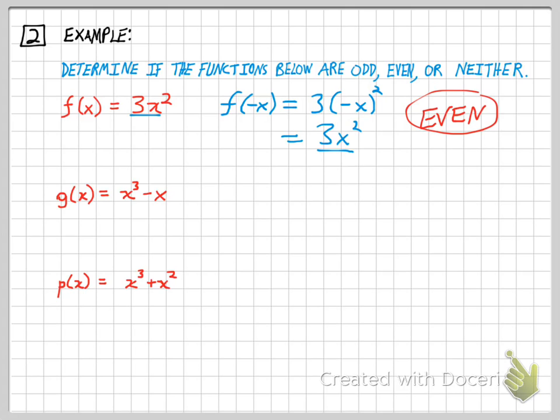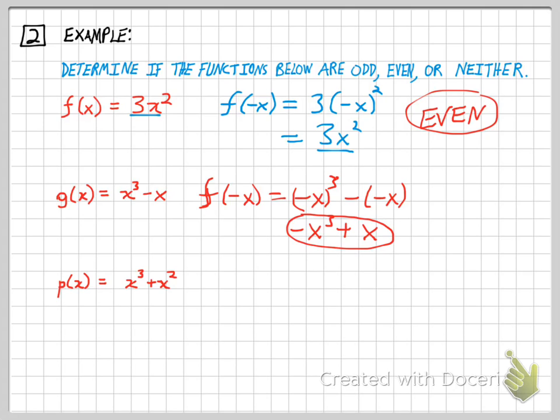Alright, let's try the second one. F of negative x, right, is going to be negative x cubed minus negative x. When I have a negative times a negative times a negative, it's going to be a negative answer. And then here I have a negative negative, which is plus x. And so when I compare my answer to my original, they're exact opposites of each other. So this is actually the opposite of what I started with. And that makes it an odd function. So number 2 is an odd function.